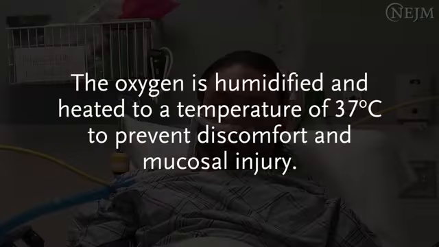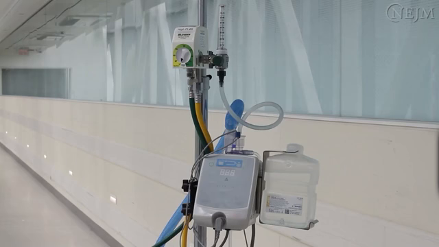A high-flow nasal cannula can deliver oxygen at a flow rate of more than 40 liters per minute. The oxygen is humidified and heated to a temperature of 37 degrees Celsius to prevent discomfort and mucosal injury. Before a high-flow nasal cannula is placed on the patient, it should be set up according to the manufacturer's instructions.